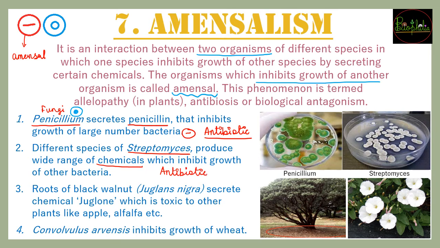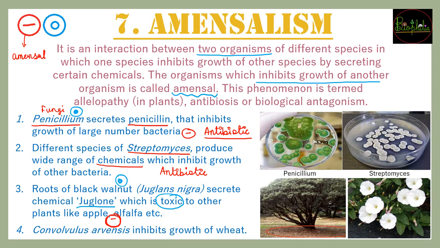The third one is about the roots of black walnut. The roots of black walnut are the species that is least affected, and they will be secreting a chemical which is toxic to the rest of the plants. So rest of the plants like apple or alfalfa grass will not be allowed to grow, and those will come under the amensal category of organisms.